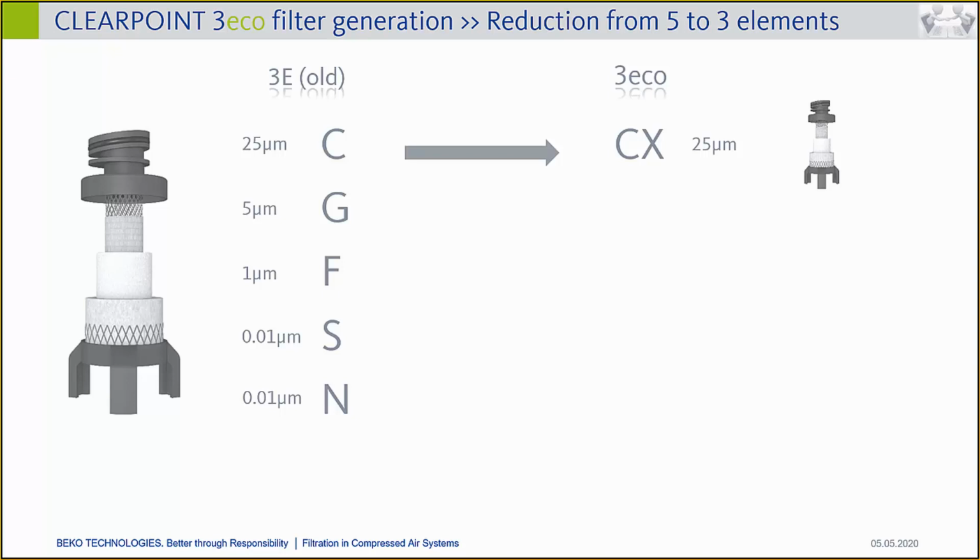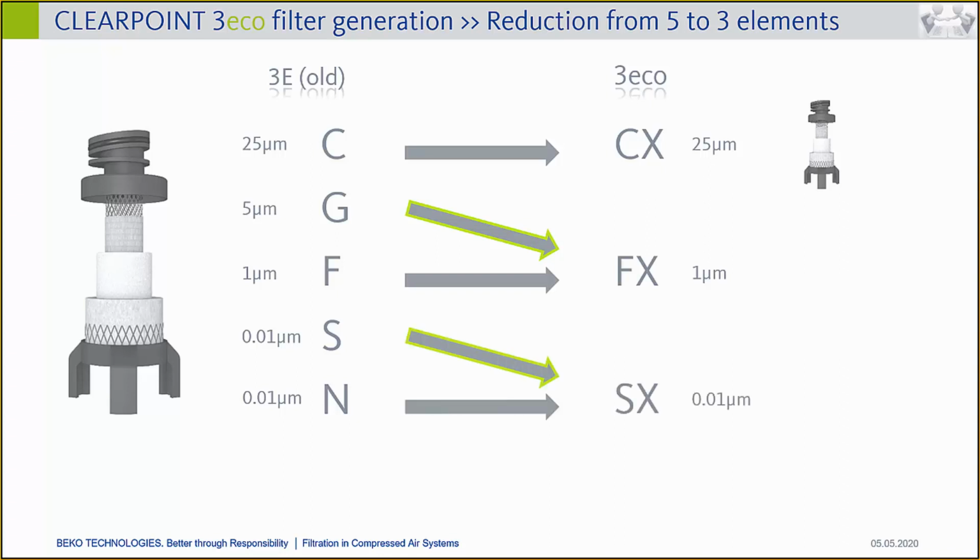All right, so what happens with the G and F filters? This has been substituted by the FX filter element, and the FX filter element has the filtration grade of 1 micron. And the superfine and nano filter has also been substituted by the SX filter element, 0.01 micron. So that means there are no longer G filter elements in our portfolio, and also no N filter, no nano filter elements in our portfolio.